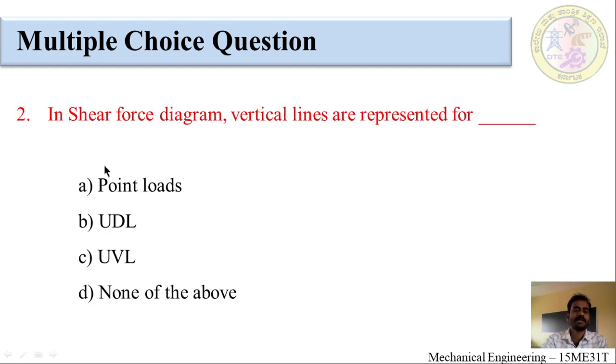What is the second question? In shear force diagram, vertical lines are represented for which type of load? Option A is point load, option B is uniformly distributed load, option C uniformly varying load, and option D none of the above. So, think and answer the question and mark the correct option.